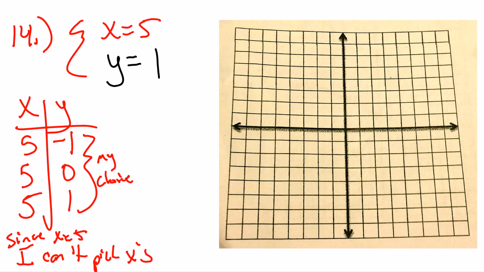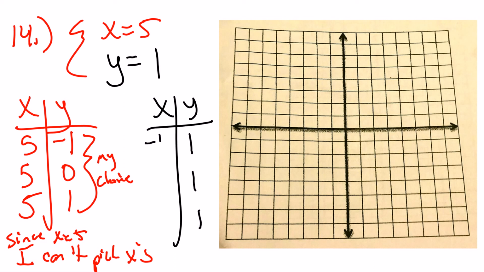All right? And it's very similar when we do the other part, x, y. You can't pick the y's. All the y's have to be 1. But you can pick the x's, negative 1, 0, and 1. All right, so the red line, I go 5, 0, 5, 1, 5, negative 1. It's an up and down line.